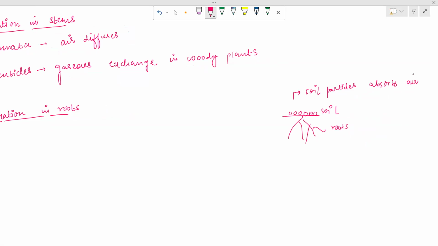Now, can you relate it to this process? What happens after? Maybe the oxygen goes inside the roots? Yes, maybe you are right. Ultimately, what happens? Ma'am, not the oxygen, the carbon dioxide goes into the roots, or oxygen?